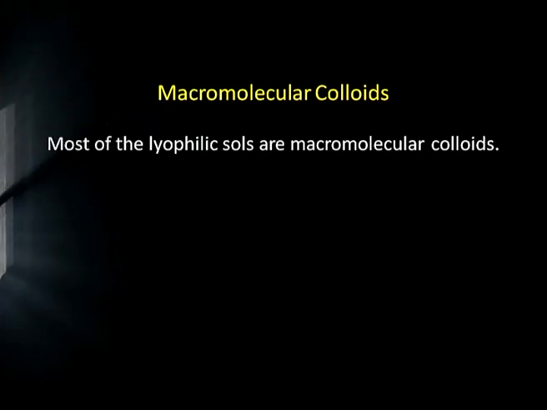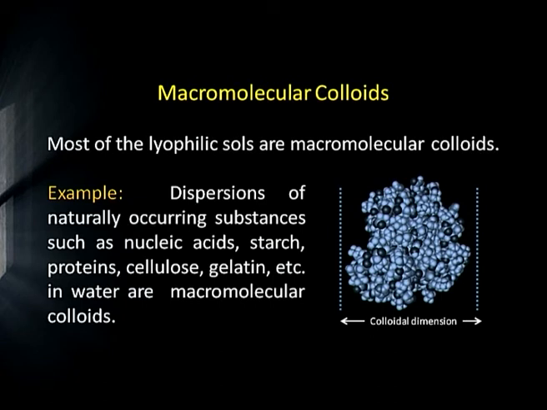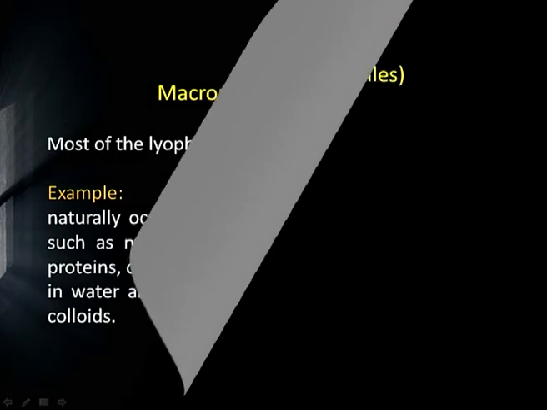Most of the lyophilic sols are macromolecular colloids. Examples, as I mentioned earlier, are nucleic acids, starch, proteins, cellulose, gelatin, etc. In water, they form macromolecular colloids. And you can see here it is a single molecule consisting of thousands of atoms, and the size of this is in the colloidal dimension.